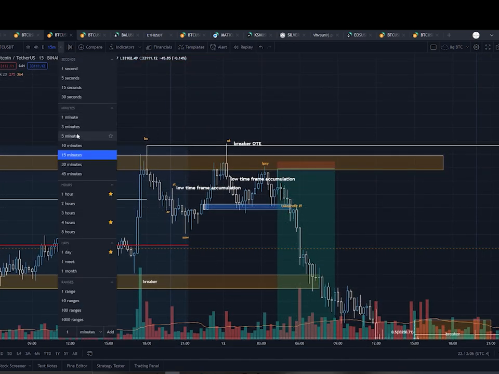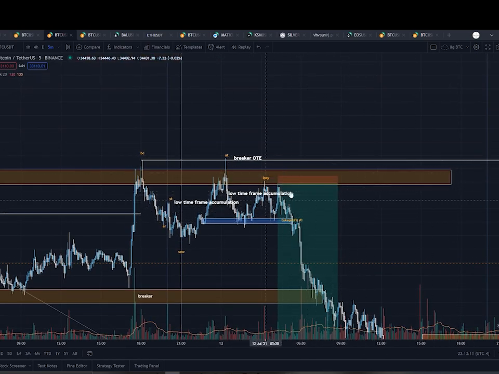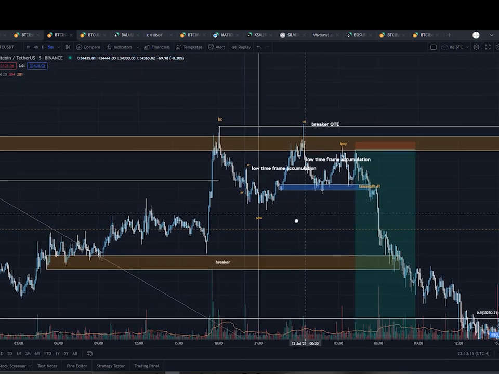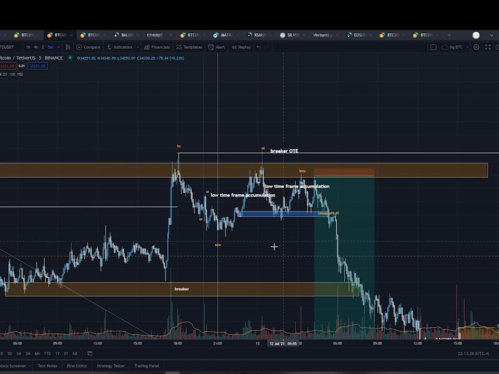So at this point, I wasn't 100% sure whether the distribution was going to play out either, because just because something looks like a distribution doesn't mean it's going to necessarily go down. This could have been a reaccumulation, which is why Wyckoff is very helpful for getting your entries and spotting potential points of reversal and stuff like that.